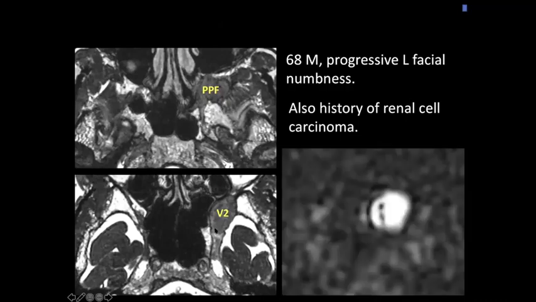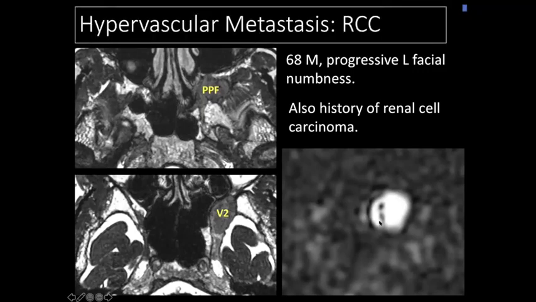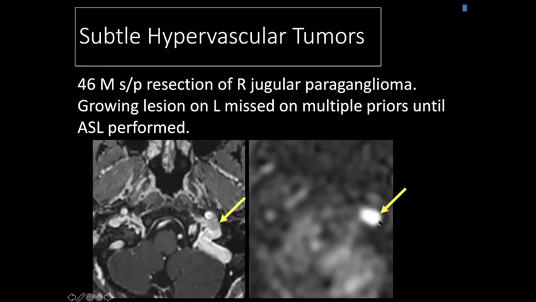When we look at our ASL, however, we see that the lesion is markedly hyperperfusing, and that would be somewhat unusual for perineural spread of squamous cell carcinoma or an adenoid cystic. Those can be hyperperfusing on ASL, but not usually a light bulb. This lesion was biopsied, and this was a hypervascular metastasis of renal cell carcinoma to the pterygopalatine fossa. Sometimes things can be very subtle, and ASL really helps us.